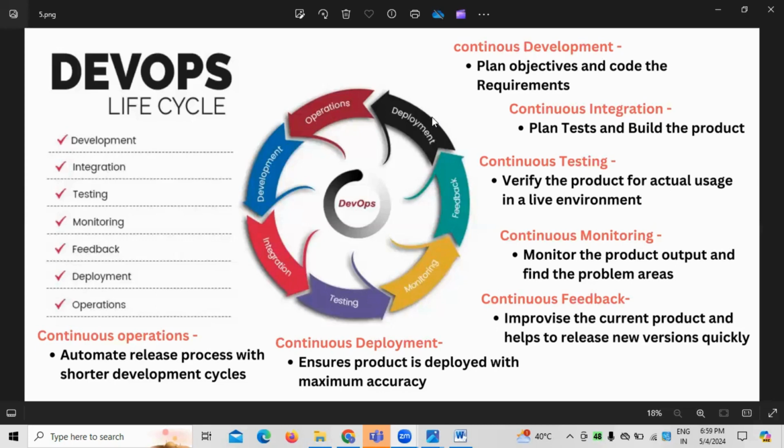Once we have done the integration, what do we have to do? We have to do the testing, because changes happen, whatever changes we have adopted in the application. Subsequently, those have to be tested. You have to verify the product, because to what extent the product is used, because 100% of the product won't be used in the real world.